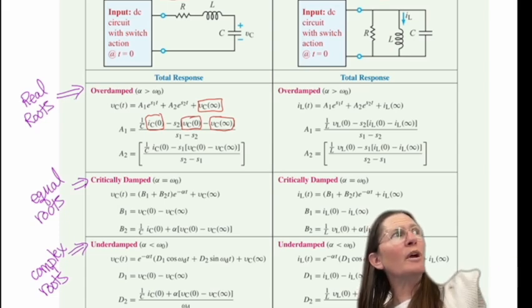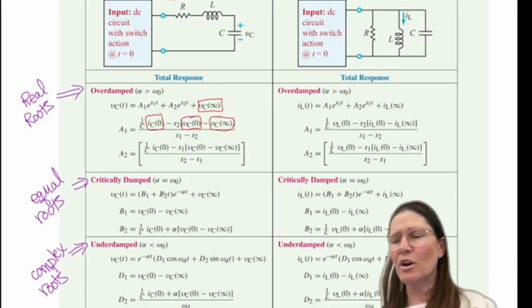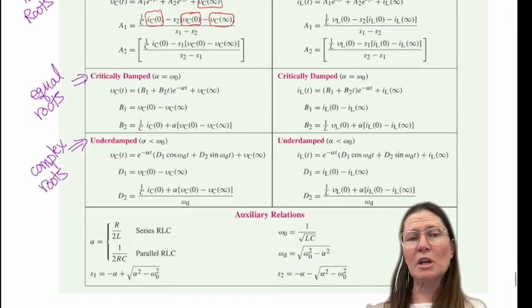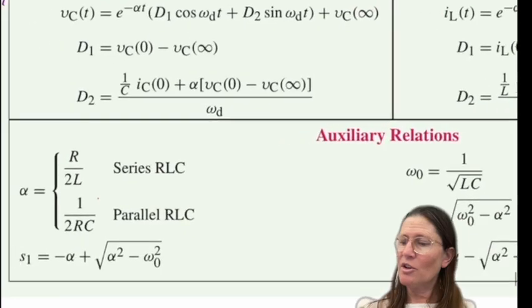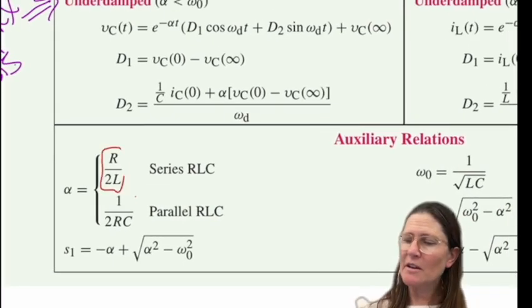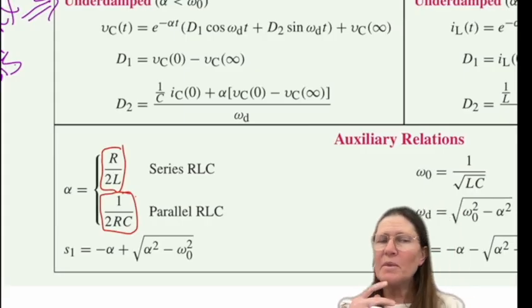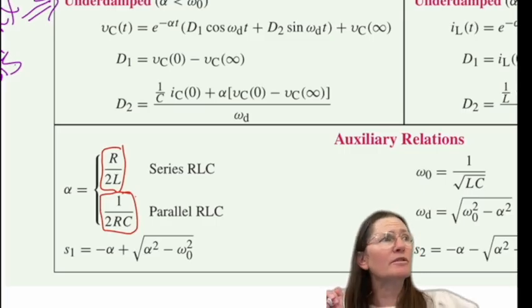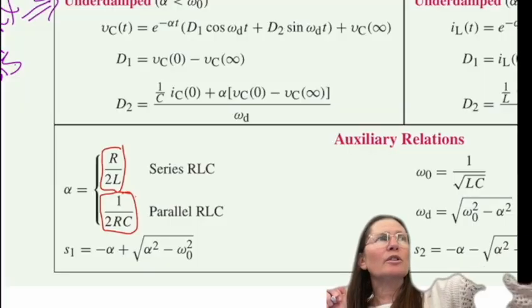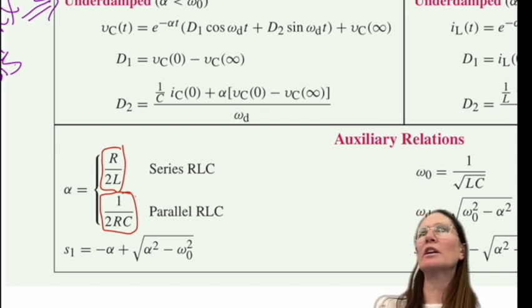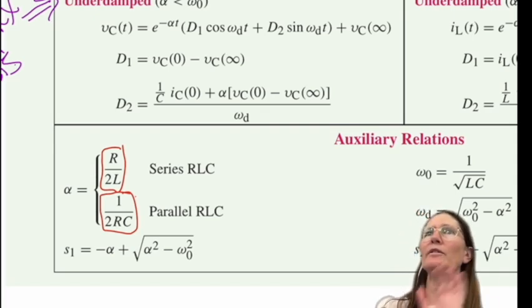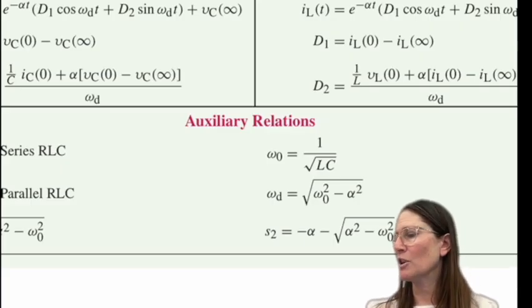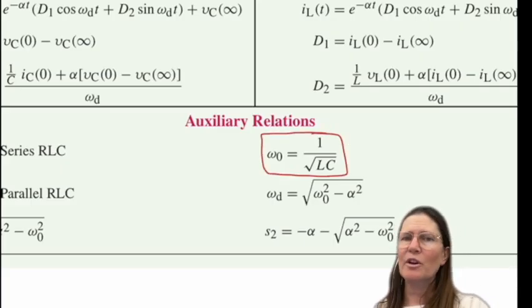We're going to look at the case where you have critically damped, when they're equal roots, and then when you have the complex roots. To determine which one you have, you can look at this alpha. Alpha is part of that characteristic equation of the roots. And so you can find it for the series or parallel just by looking at the circuit instead. Is it critically damped, overdamped, or underdamped? And then you're comparing that alpha with your resonant frequency.